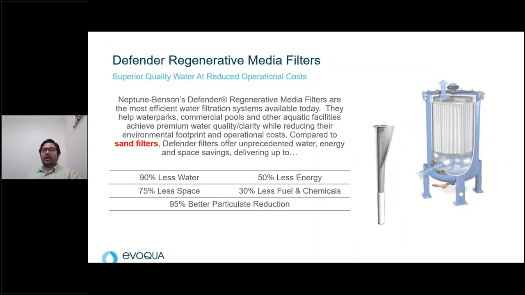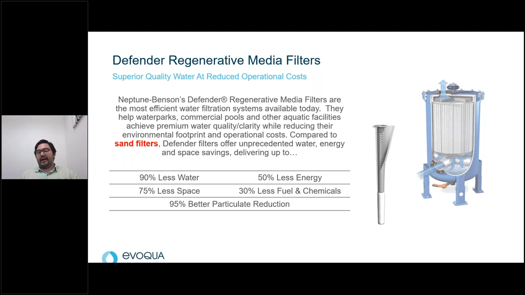So now, what is a regenerative media filter? For regenerative media filter, in short, we call it RMF filter, it is actually the most efficient water filtration system available today, basically one step higher than DE as well. They help water parks, commercial pools, and other aquatics facilities to achieve premium water quality while at the same time reducing your operational costs. This technology until today is mostly used on commercial pools that cater to big flow, for example, water parks, Olympic pools, big public pools, and also big hotel pools.